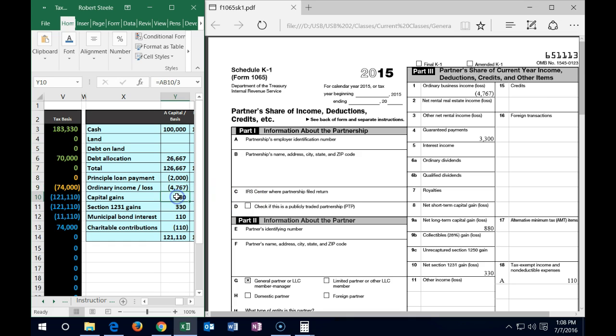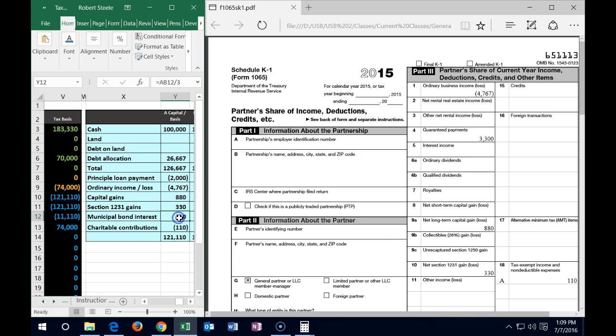Then we've got the capital gains. So capital gains is going to have to be broken out separately. We can't just put it into one net income number because there's a different tax rate once it flows through. Same with the 1231. So here's the 1231. Again, that's going to be taxed differently. So we're going to have to break that out. We can't just put it into net income when we break it out on the K-1.